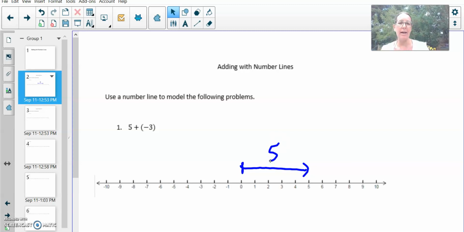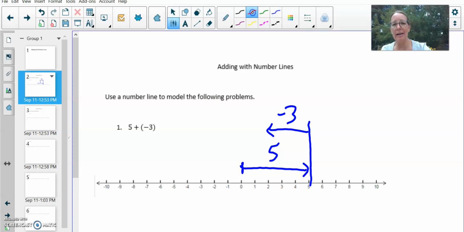that arrow 5. Where that arrow takes me to is where my second arrow begins, and I'm adding to it a -3. A negative number will point to the left for addition. So I'm going to label that arrow -3.